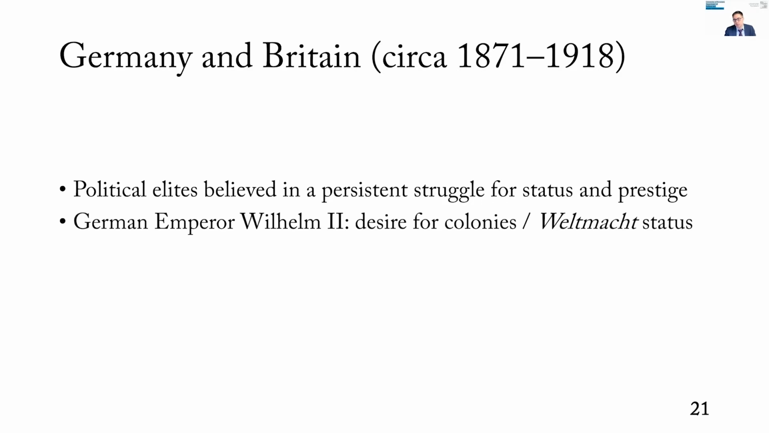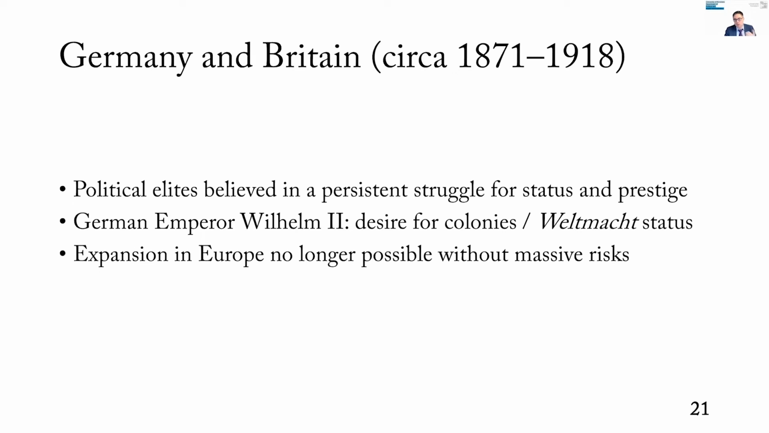And it was in particular German Emperor Wilhelm II who had this very strong desire for colonies. And I'm using the German term here, Weltmacht, world power status. He was really strongly interested in gaining colonies, and it was a lot about prestige. Prestige was a key mechanism here. Of course, territorial expansion in Europe was no longer possible without massive risks, without risking a great power war. And so all of this resulted in a scramble for Africa. Importantly, even though Britain actually already had a lot of territories around the world, Britain also acquired new territories and intensified its colonial rule at the time in different territories.